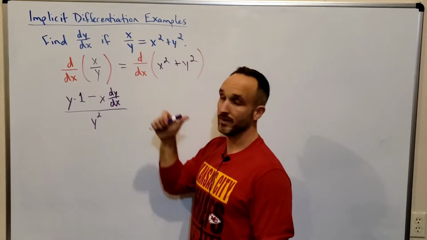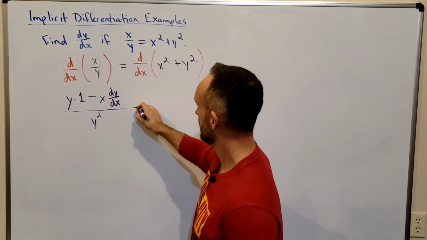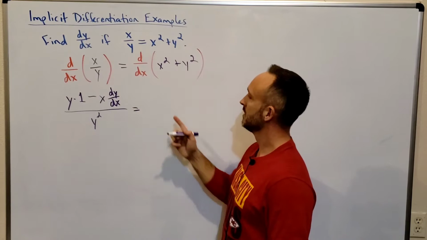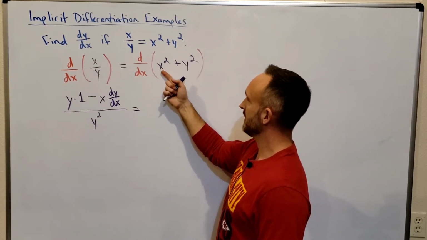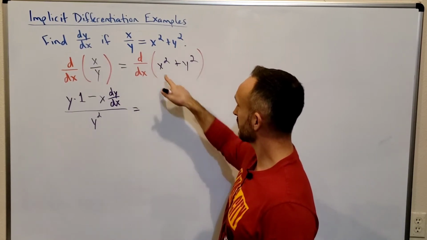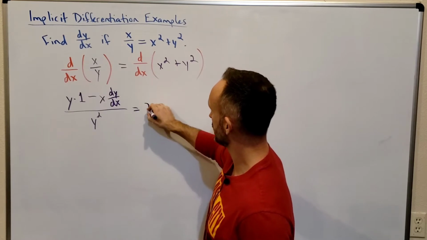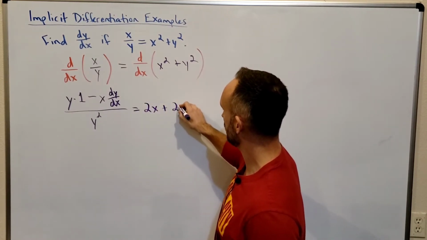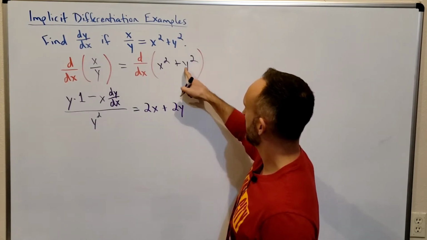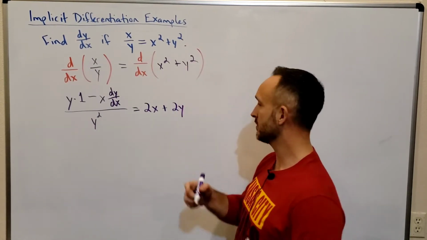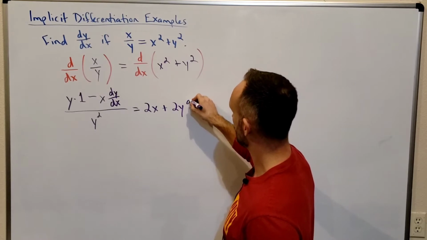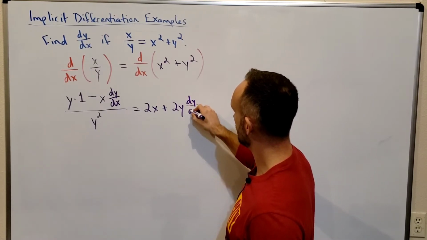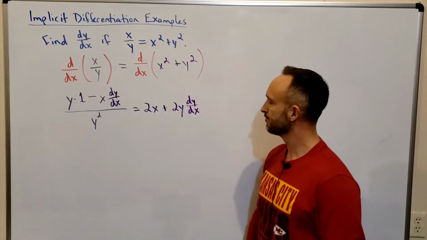So we've got the derivative of the left side done. Now the right side's a bit easier. We can take the derivative of each summand independently. The derivative of x squared is just 2x. And the derivative of y squared is the power rule, so 2y to the first. But then since y is a function of x, we have to use the chain rule and multiply by the derivative of y, which is dy dx.